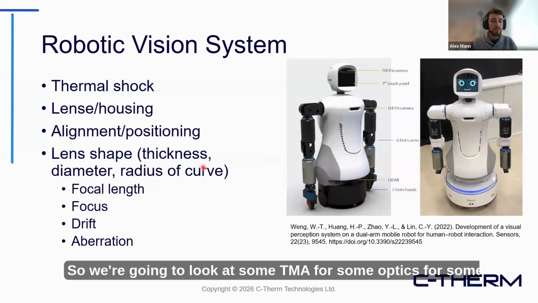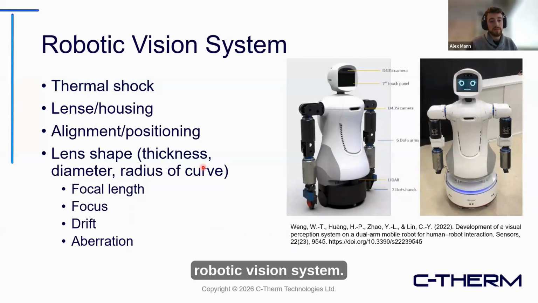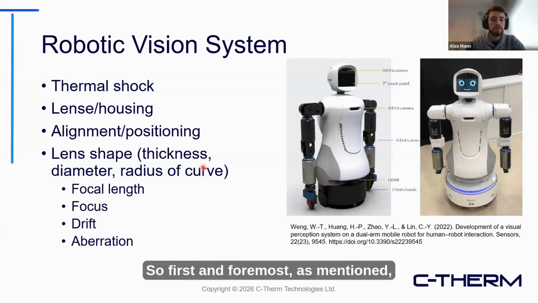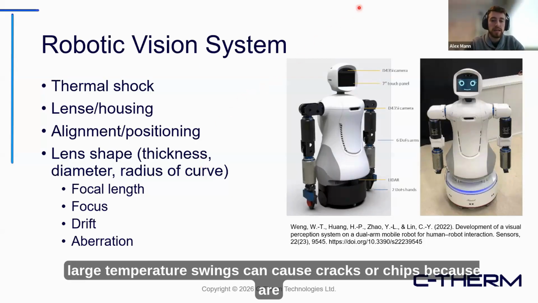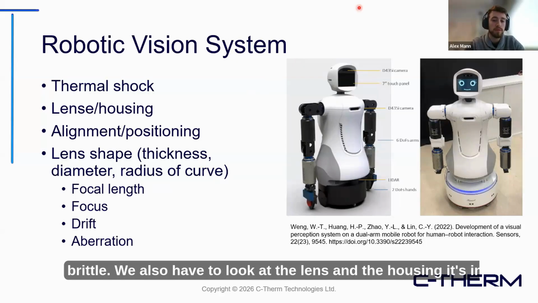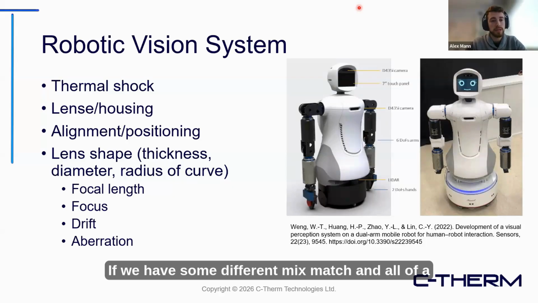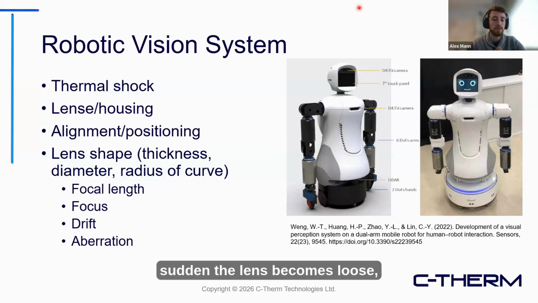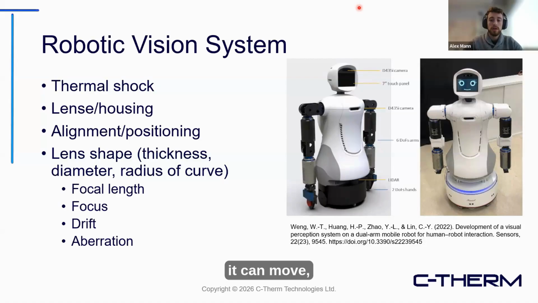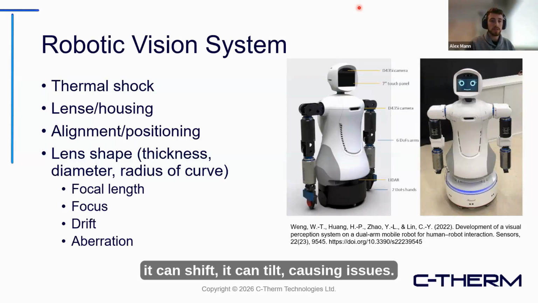So we're going to look at some TMA for some optics for some robotic vision system. First and foremost, as mentioned, large temperature swings can cause cracks or chips because they are brittle. We also have to look at the lens and the housing it's in. If we have some mismatch and all of a sudden the lens becomes loose, it can move, it can shift, it can tilt, causing issues.